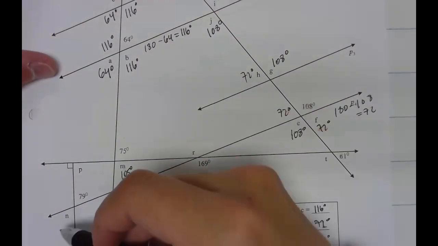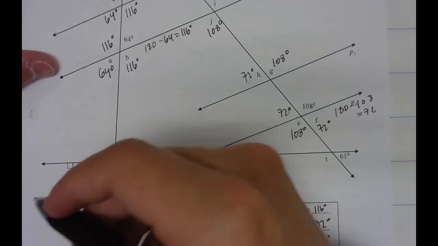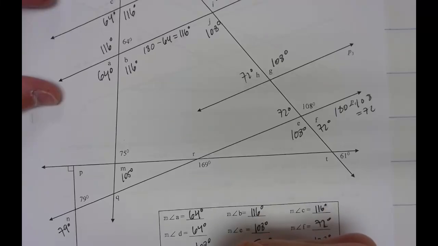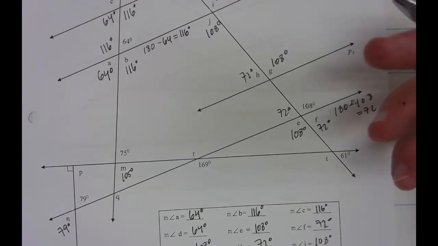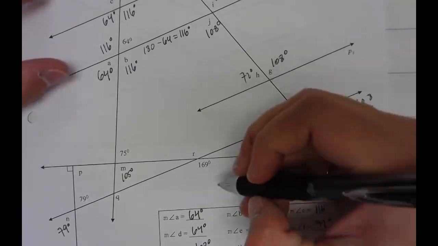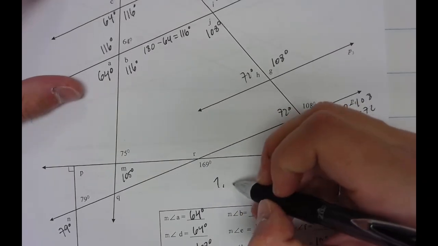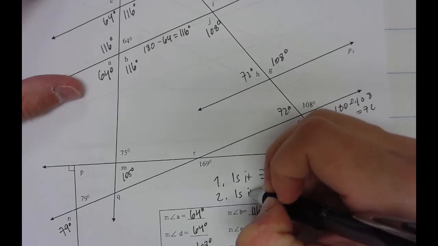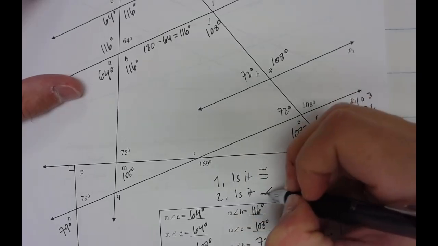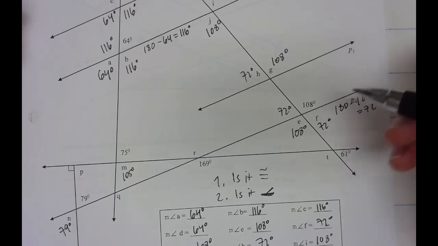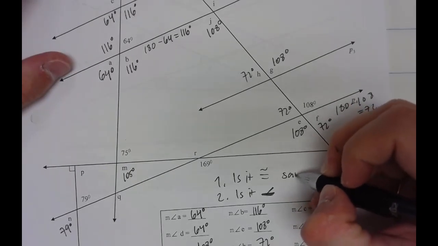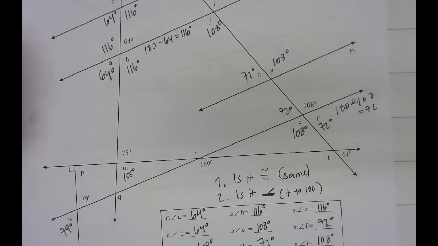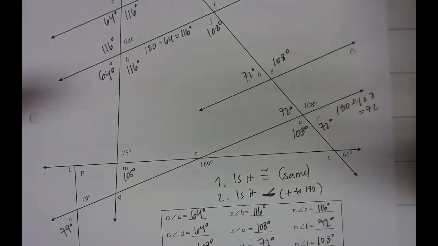Measure of angle N, that's over here. I notice that N is vertical to 79, so I can write 79 degrees for N. You guys can see, every time I'm doing these angles, I'm asking myself two questions. Is it congruent or is it supplementary? This is all I'm asking. Are they the same or do they add to 180? That's all I'm asking. And you can basically figure everything out that way.